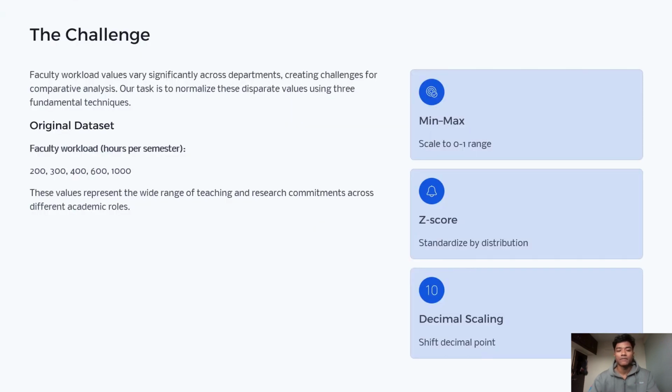In many departments, faculty workload varies a lot. Some faculty members work around 200 hours per semester, while others may go up to 1000 hours. This huge difference makes comparison difficult. To solve this, we apply normalization techniques to bring all the values to a similar scale.